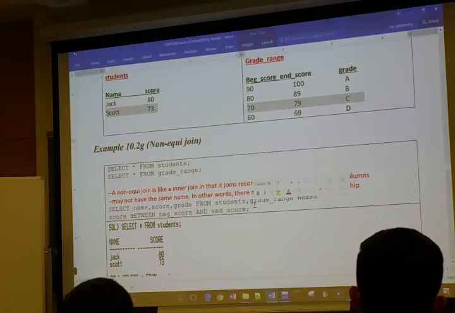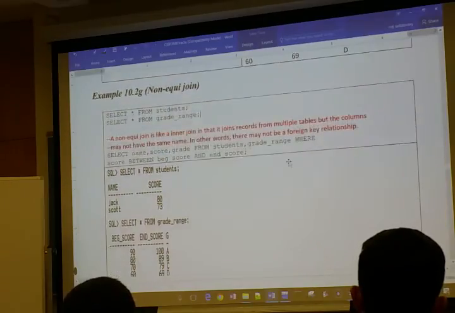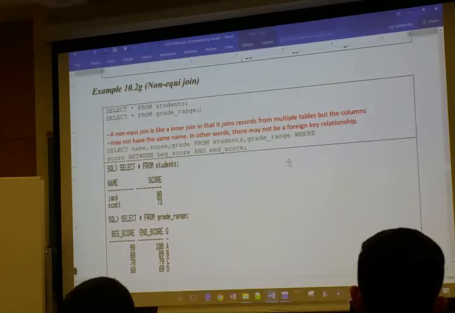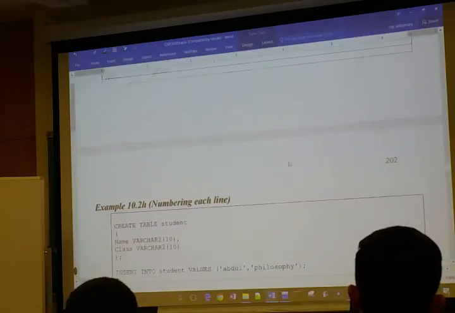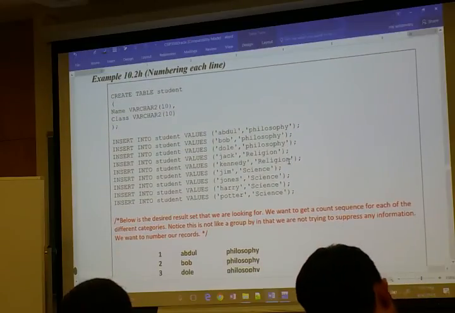And notice that I'm not using any table prefixes because all the column names are very different. That's a non-equi join. It's still a join. It's like a VLOOKUP in Excel. It's like a VLOOKUP, that's right. Okay, so now this is kind of interesting.